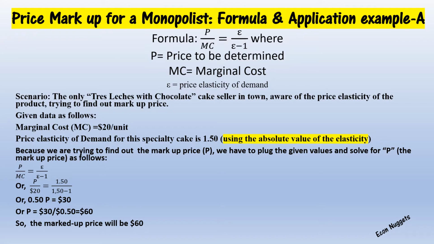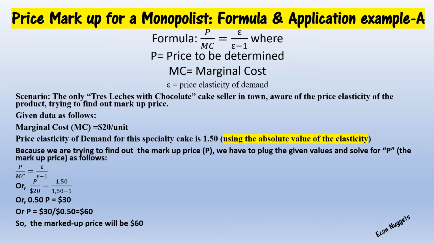Today I'm going to discuss the price elasticity of demand and monopolists' optimal markup pricing strategy. The formula to calculate the optimal markup price is P over MC equals epsilon over epsilon minus 1, where P stands for the price of the product, the optimal markup price, MC stands for marginal cost, and epsilon stands for the price elasticity of demand for this product.